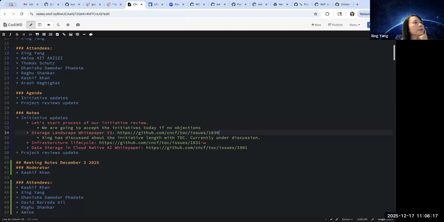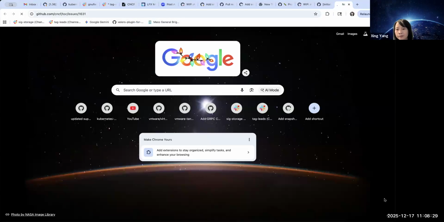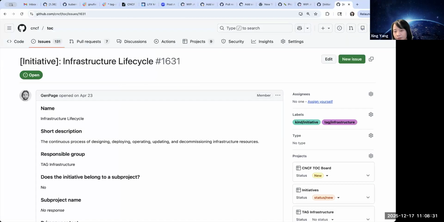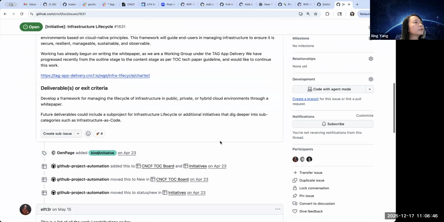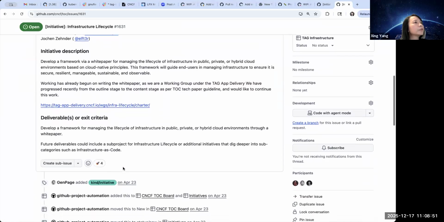Let's see the second one, infrastructure life cycle. I think this one was opened by Dylan, right? Not sure if Dylan is here today. I'm just trying to see who is in. Okay, because Dylan is not here today, let's see what we have. Bruno is also leading this effort.